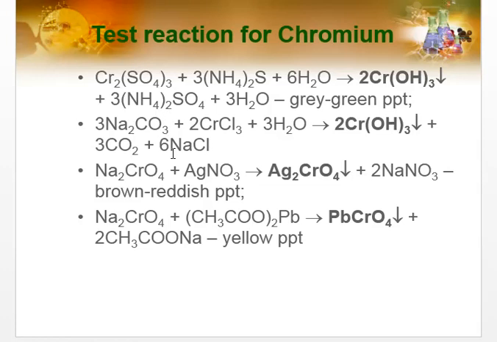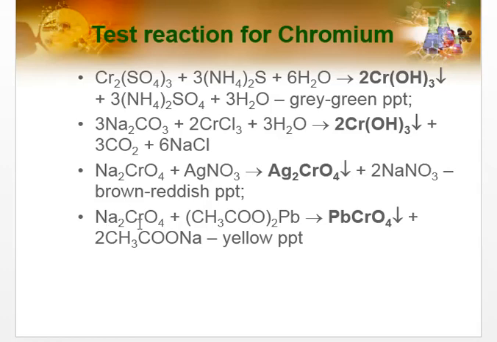And if sodium carbonate reacts with chromium chloride and water, we can prepare, of course, also chromium 3 hydroxide, same color. Sodium chromate will react with silver nitrate to give silver chromate and sodium nitrate. Silver chromate is a precipitate which has a brown reddish color.